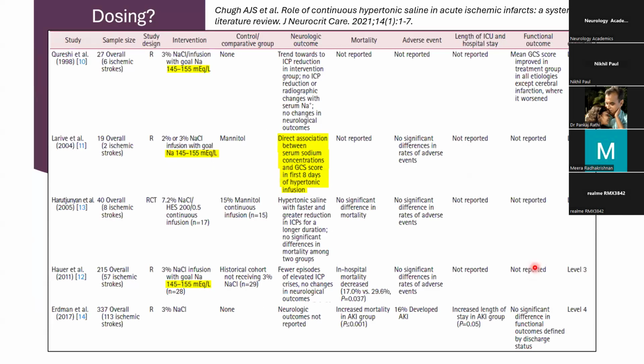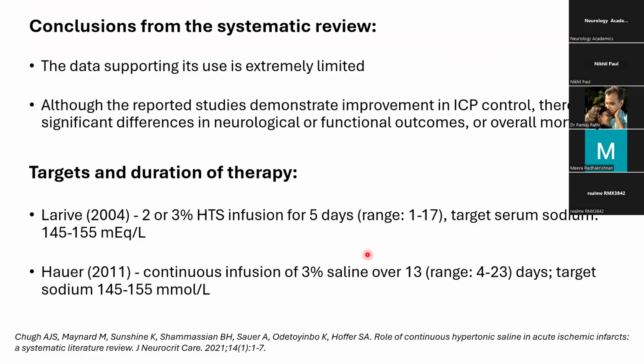So this was a systematic review which showed the use of hypertonic saline in acute infarcts. We won't look into all of these studies in view of lack of time. Some of the things we can see is that the targets they used in most of them was 145 to 155. And in this study by Larry, they showed that in the initial few days of infusion therapy, there was a direct association between sodium concentration and the GCS score, thereby highlighting that it definitely has a role.